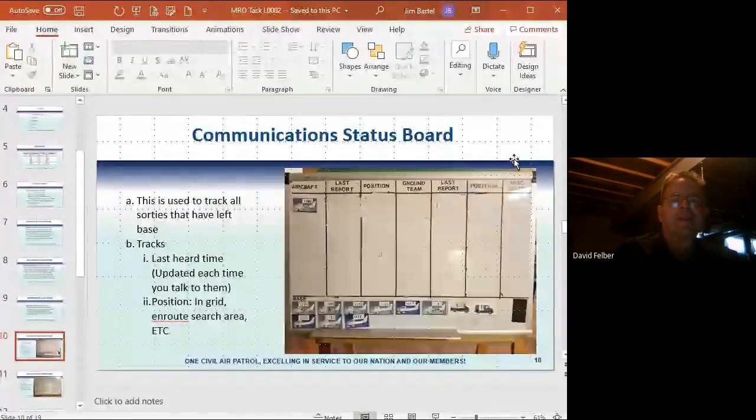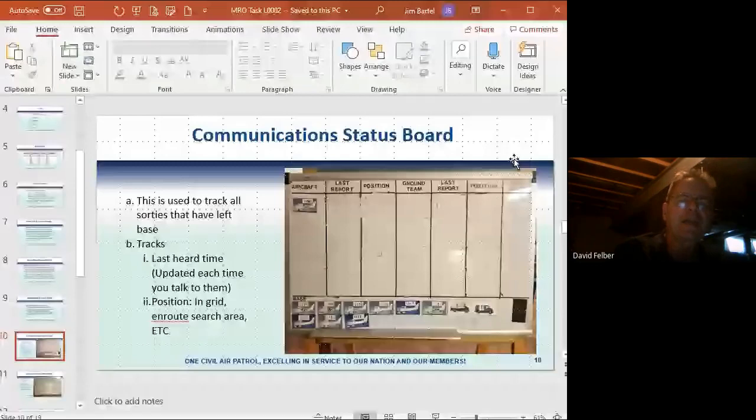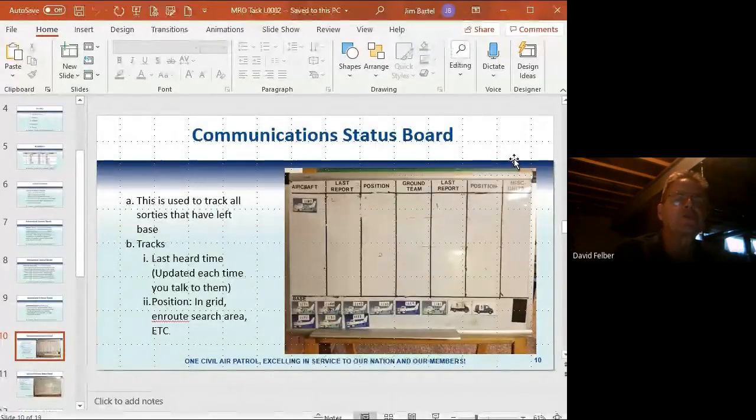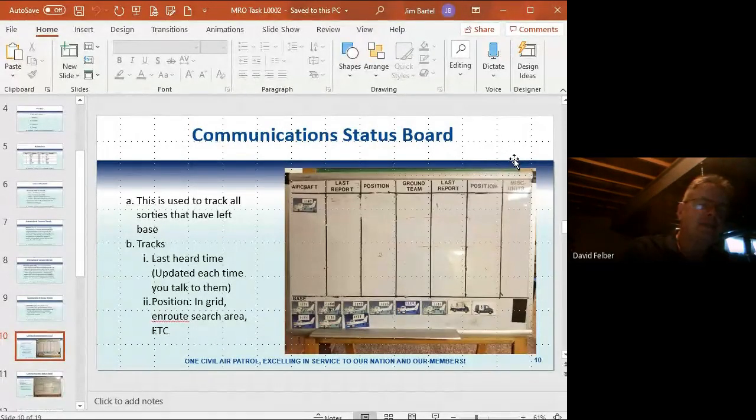One of the tasks we have to complete is to keep track of a communications status board. An example of one is in this slide. Used to track all sorties that have left the mission base. It tracks the last time you communicated with them and their position, be it in a grid, the search area, etc.